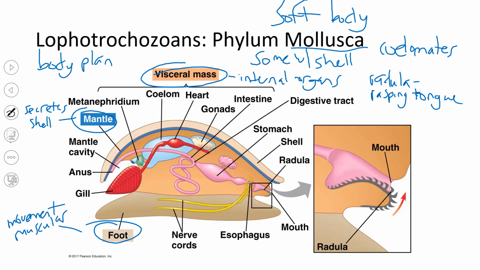So that leads us into the digestive tract. They do have a digestive tract. So they have a mouth, some kind of stomach, intestine, and an anus. So they have a one-way digestive tract, tube within a tube. So they ingest food and then they digest it in their digestive tract.